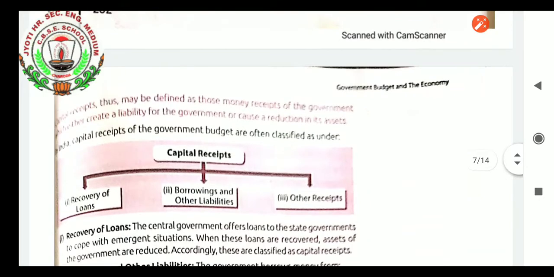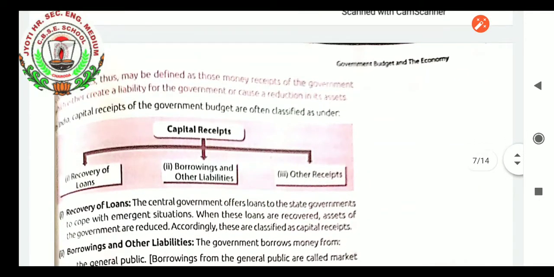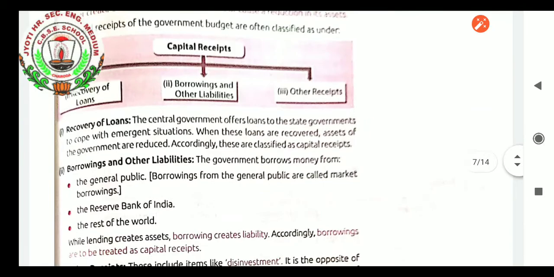Now, in India, capital receipts of the government budget are often classified as under. Very first, recovery of loans, borrowings and other liabilities, other receipts. Recovery of loans. The central government offers loans to the state governments to cope with emergent situations. When these loans are recovered, assets of the government are reduced. Accordingly, these are classified as capital receipts.